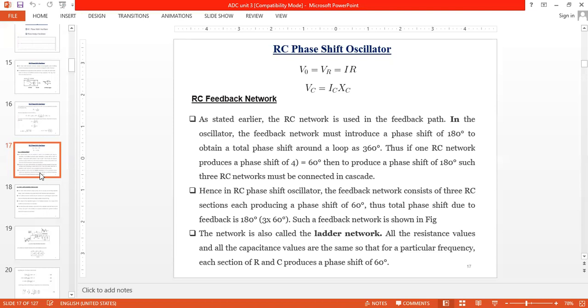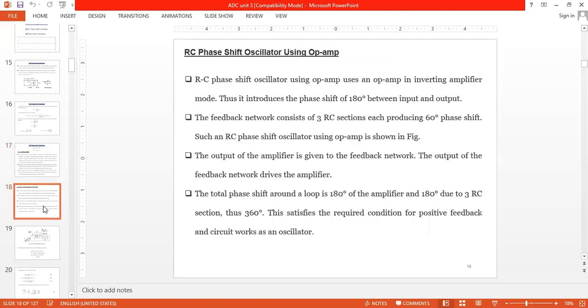The network is also called a ladder network. All the resistance values and all the capacitance values are the same, so that for a particular frequency, each section of R and C produces a phase shift of 60 degrees.